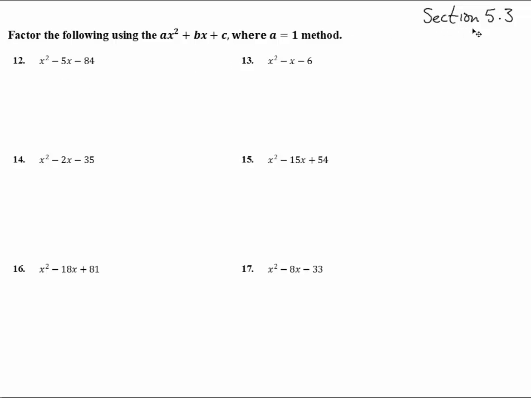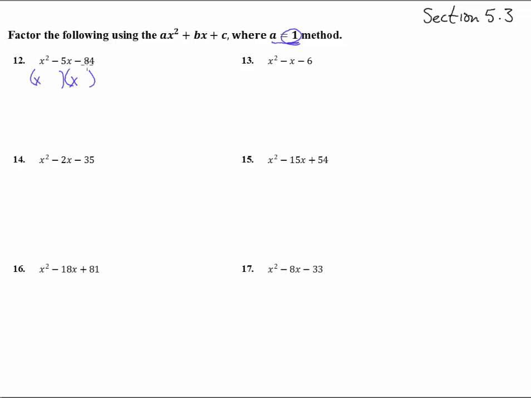Here we are in section 5.3, and we've got problems 12 through 17. Factor the following using ax squared plus bx plus c. Note that a equals 1. So that means right here, notice there's a 1 in front of that x squared. So that's what we're going to be doing. Here we're going to be breaking it up into two things where we have an x and an x.